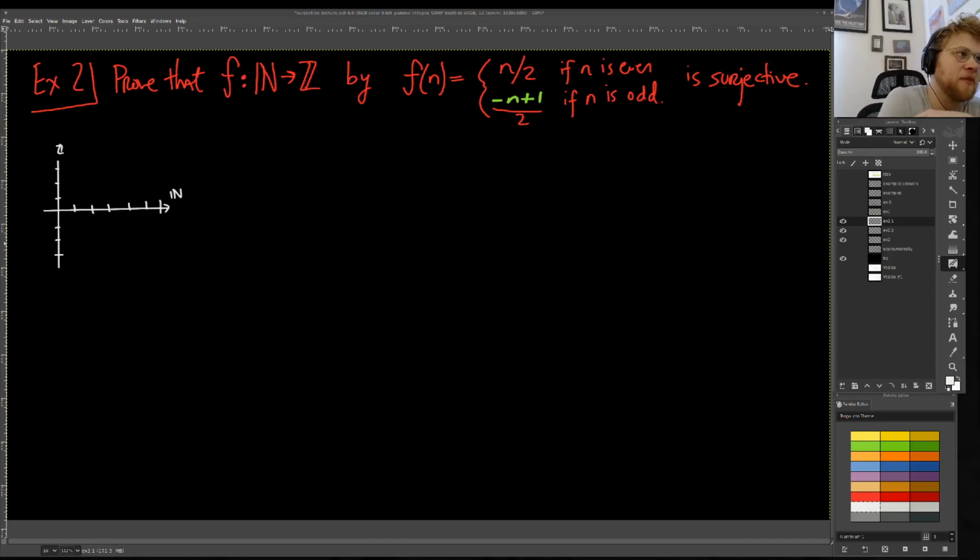Okay, hi. So here's part two of the video of trying to prove various functional properties using formal definitions. So we're going to be proving that this function is surjective. You may notice that it is a little bit different than the function that we proved was injective in the previous video.